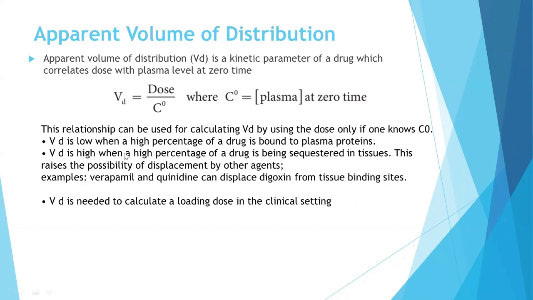Now VD is low when a high percentage of a drug is bound to plasma proteins, right? And VD is high when a high percentage of a drug is being sequestered into the tissues. Now, this raises the possibility of displacement by other agents. For example, verapamil and quinidine can displace digoxin from tissue binding sites. This VD or volume of distribution is needed to calculate a loading dose in the clinical setting.